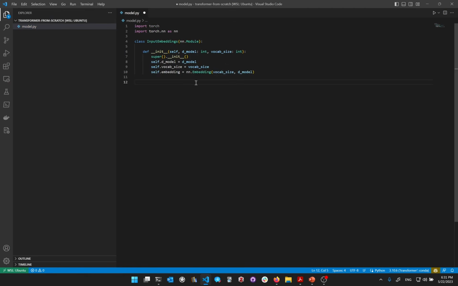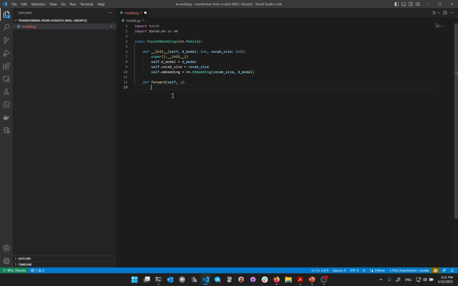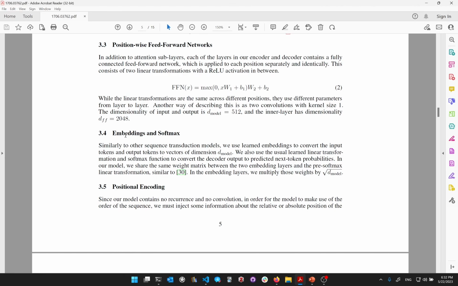Okay, so now let's implement the forward method. What we do in the embedding is that we just use the embedding layer provided by PyTorch to do this mapping. So return self.embedding of x. Now actually there is a little detail that is written in the paper. Let's have a look at the paper. If we check the embedding and softmax section, we will see that in the embedding layer we multiply the weights of the embedding by the square root of d_model.